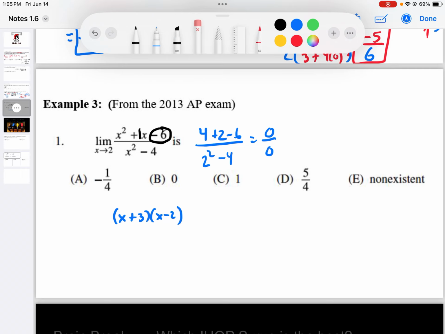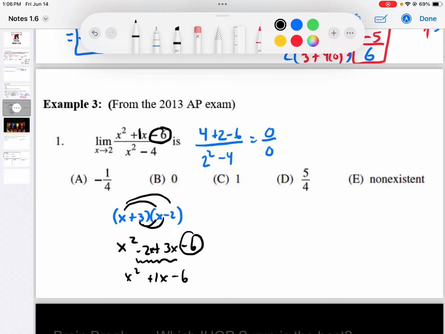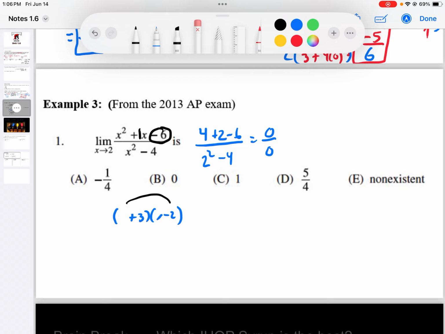Because if I was to do FOIL, like multiply this out, first, outside, inside, last, it'd be x squared minus 2x plus 3x minus 6. So those numbers add up to get that middle term, plus 1x, and they multiply together to get that last one. So that should be a quick little review. You should remember that, hopefully.